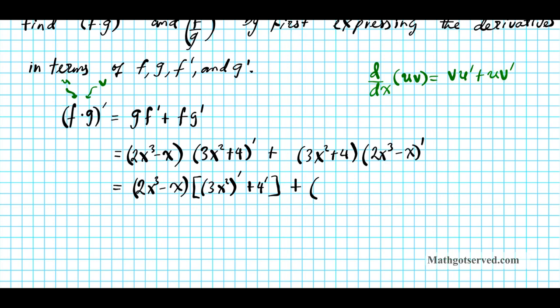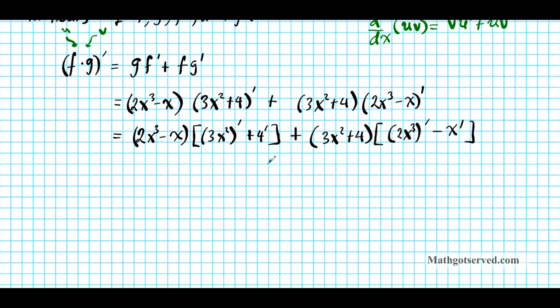Okay, so plus 3x squared plus 4. Now, this term right here, we're going to apply the difference rule. So the derivative of a difference of terms is equal to the derivatives of the individual terms that are being subtracted from each other. So if I apply the difference rule here, it's going to become (2x to the third) prime minus x prime. All right, whatever the result is, we'll distribute it with this term right here, okay? Now let's go ahead and evaluate the derivatives, then we'll distribute.